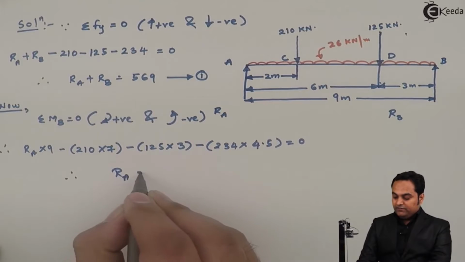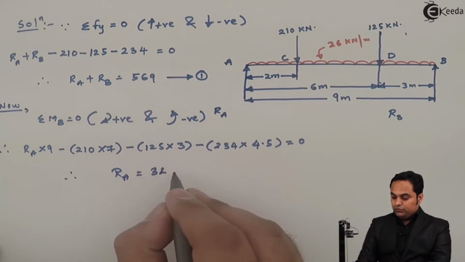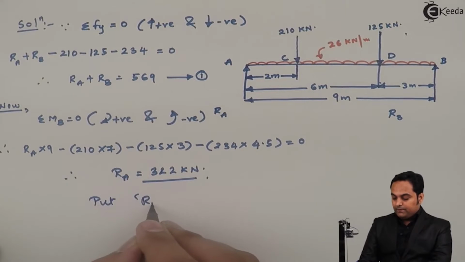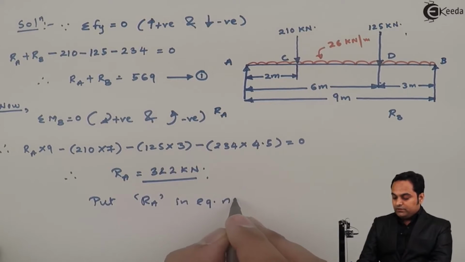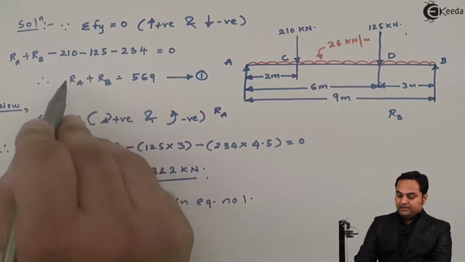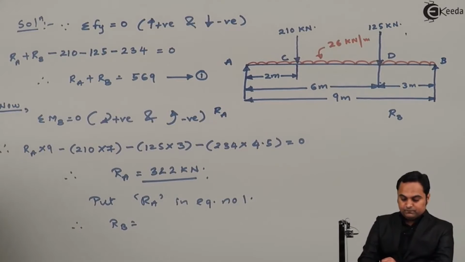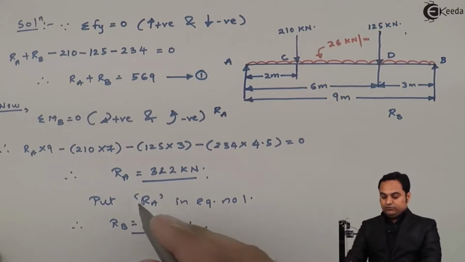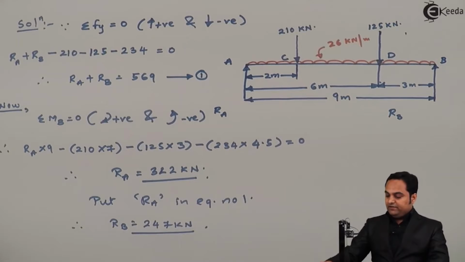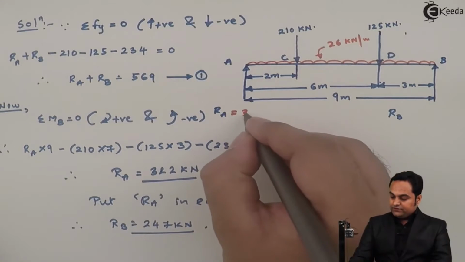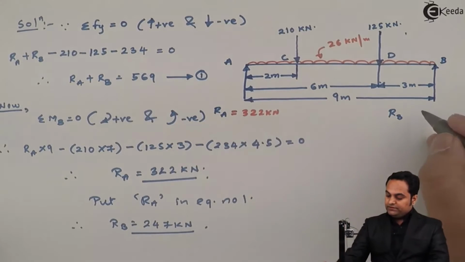Here I'll get the RA value, which comes out to be 322 kilonewton. So put RA in equation number 1. Therefore the RB value will be 569 minus 322, and it is 247 kilonewton. So here I have found out the support reactions RA and RB. I'll write the values onto this diagram. RA is 322 kilonewton. Next, RB is 247 kilonewton.